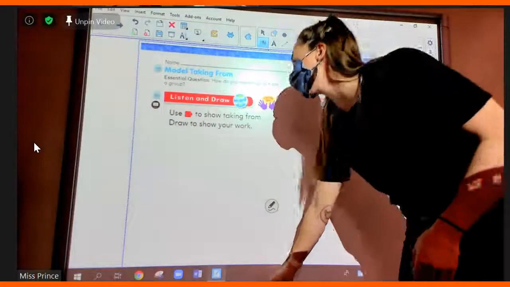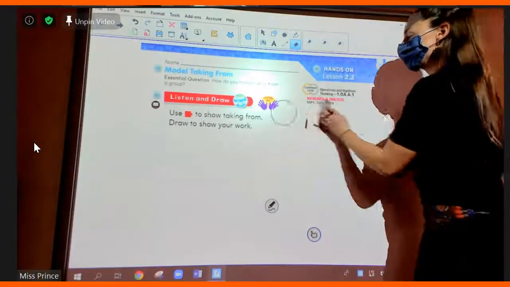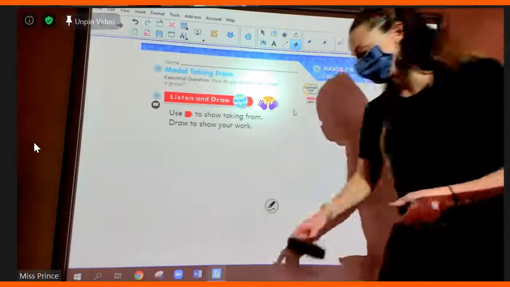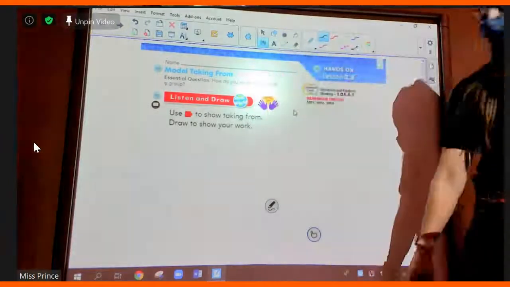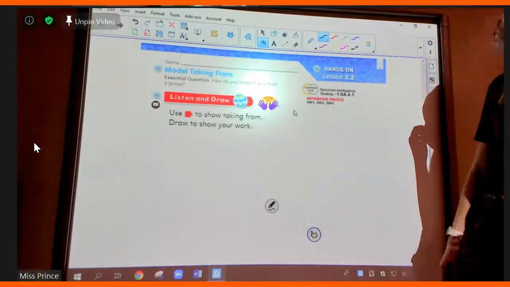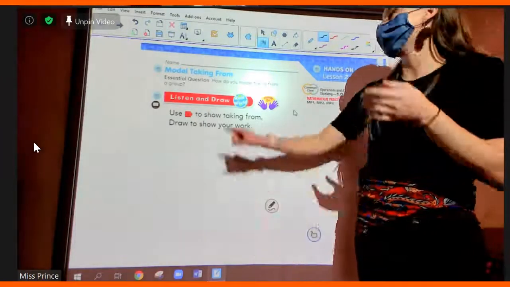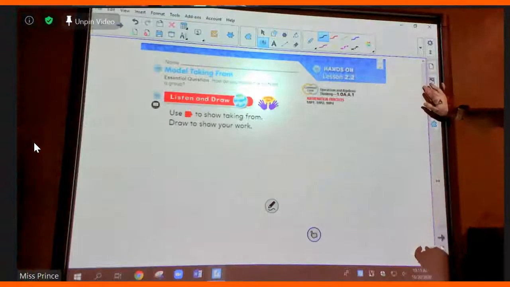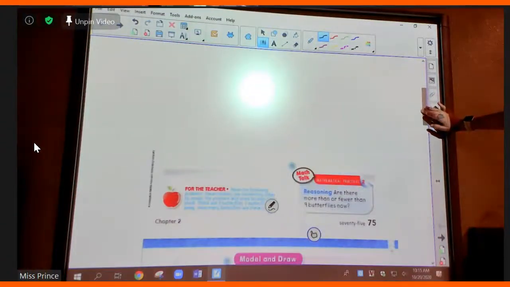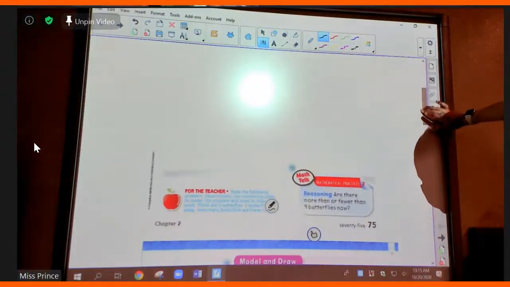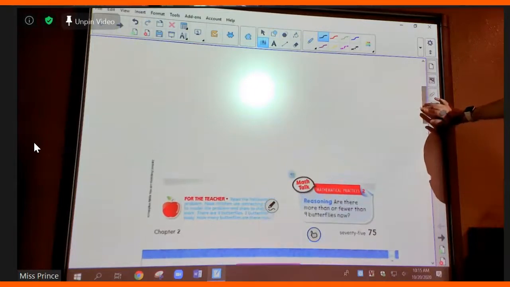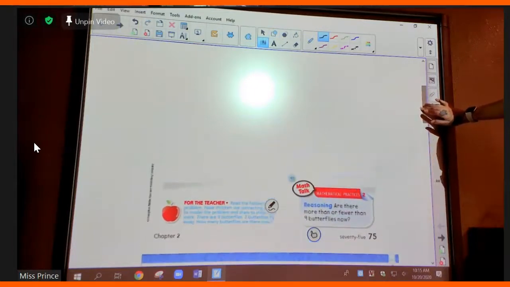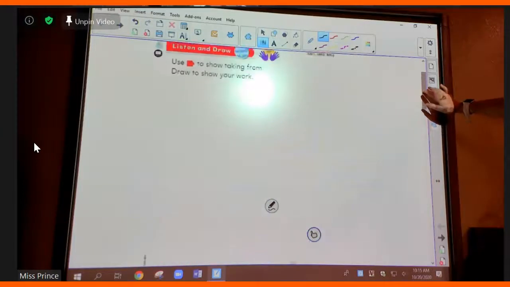Page 75. We are switching from addition to subtraction. So instead of adding, we're going to be taking away. Model taking from. So I have a problem here, and it says, there are 9 butterflies, 2 butterflies fly away. How many butterflies are there now?